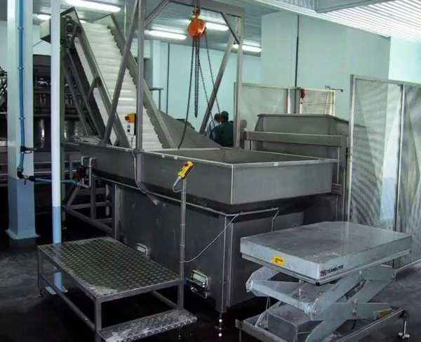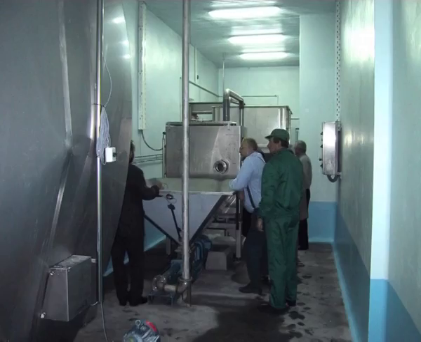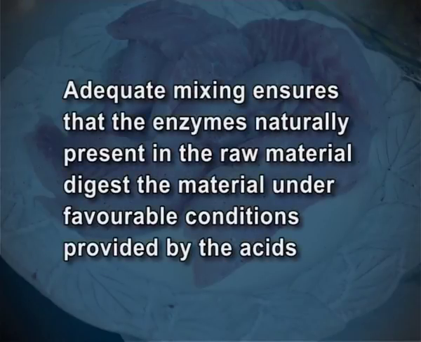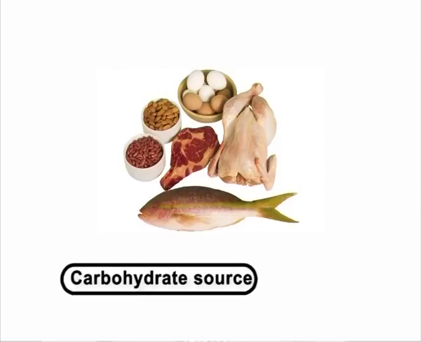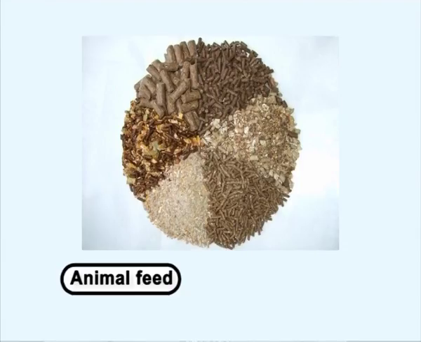In fish silage production, the raw material is minced and mixed with acids, or bacterial cultures and a carbohydrate source which produces acids. Adequate mixing ensures that the enzymes naturally present in the raw material digest the material under favorable conditions provided by the acids. The composition of silage is mainly influenced by the composition of the raw material itself and, to some extent, the amount of additives, primarily carbohydrate source, added to effect fermentation. The approximate composition is normally sufficient for the assessment of the silage product value as an ingredient in animal feed. The treatment conditions and composition of acid and fermented silages of fish processing byproducts are presented in tables 3 and 4.